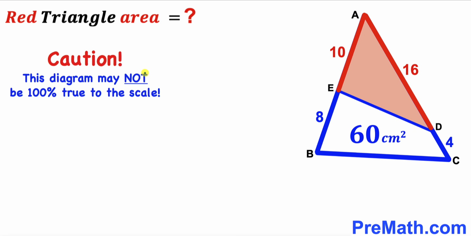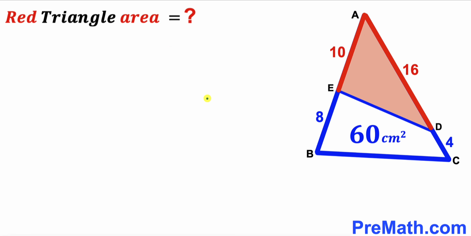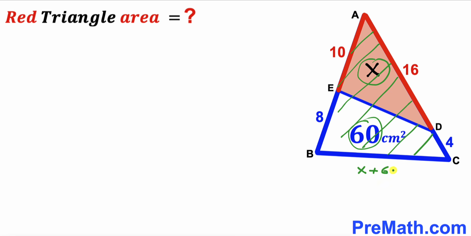Please keep in mind that this figure may not be 100% true to scale. Let's go ahead and get started, and here's our very first step. Since we are interested in calculating the area of this red shaded triangle ADE, I'm going to label its area as X. Our task is to find the value of X. Now let's make an observation. The area of the whole triangle ABC is going to be simply X plus 60 square centimeters.